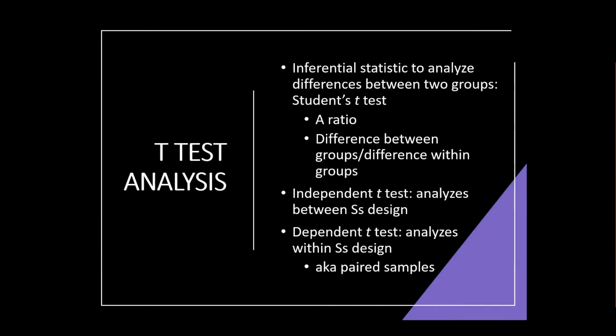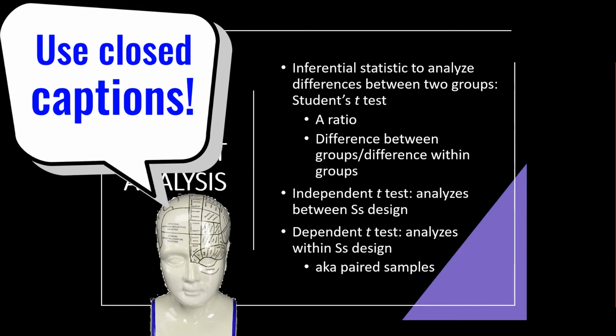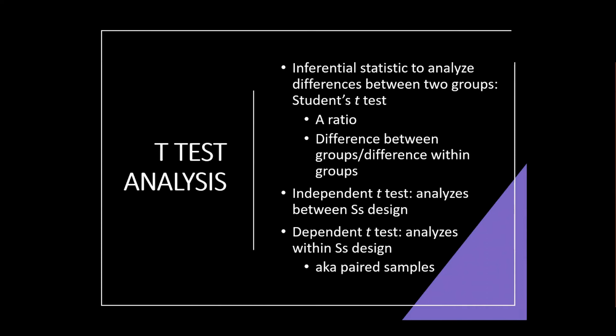The t-test analysis is an inferential statistic that we use to analyze differences between two groups, right? That's the two-group comparison. And it's a ratio of the mean differences between the groups over the difference within. An independent t-test is going to analyze a between subjects design. That means different people in the two groups. A dependent t-test analyzes a within subjects design, or sometimes it's called paired samples. Sometimes it's called repeated measures.